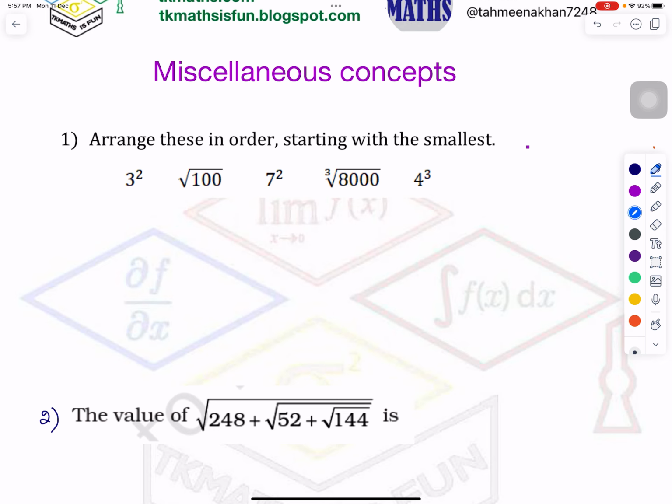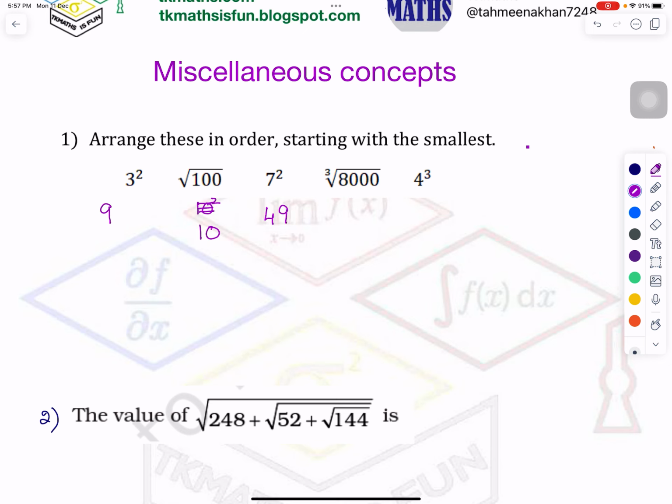I will not only solve the question, but I will explain it to you concept wise. So 3 square, we all know. 3 square means 3 times 3. So 3 times 3 is 9. I am changing all of them into simple integers. Square root of 100. Now the square of 10 is 100, so the square root of 100 will be 10 only. Okay. Now 7 square. 7 square is what? 49.